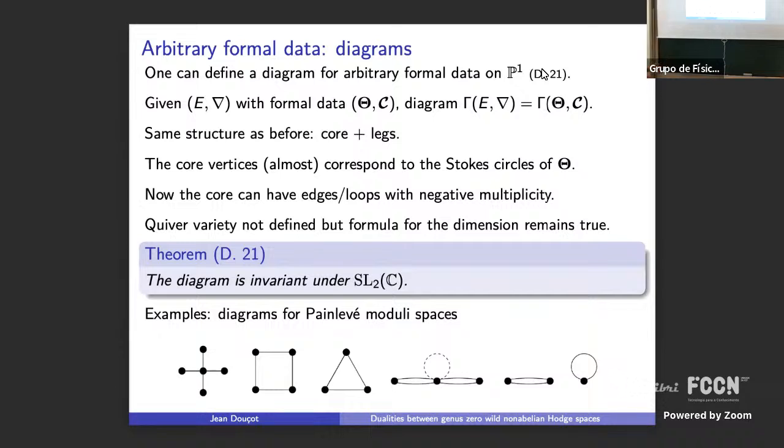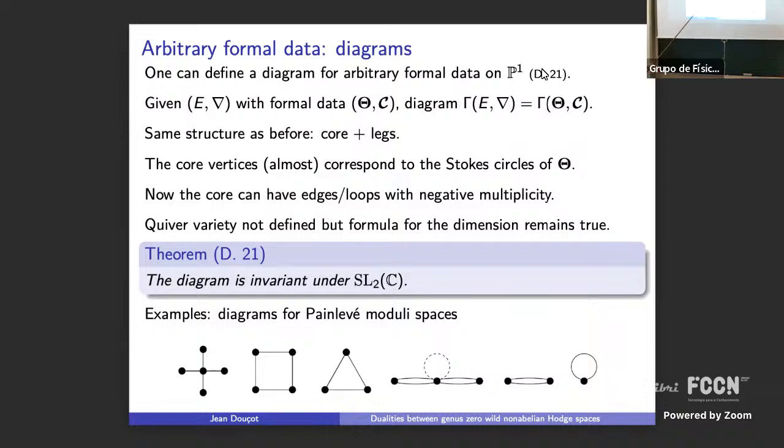So it's not really a quiver anymore, and there is no quiver variety, but the moduli space still has the same dimension, given by the same formula as the dimension of a quiver variety. And the interesting thing that I showed in my PhD is that this diagram is invariant under SL2C. And I can draw here the examples of the diagrams for the Painlevé moduli spaces.